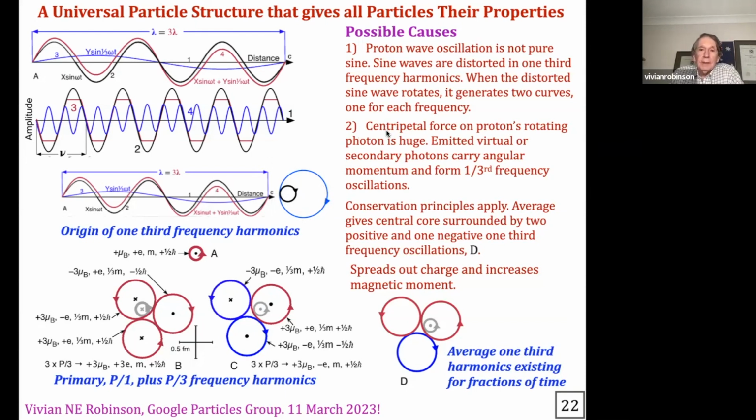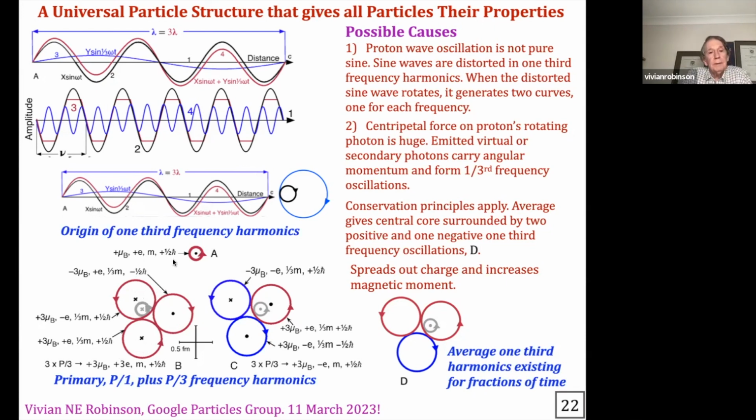Now, the other possibility is that the centripetal force on a proton is huge. I mean, it's the whole mass of the proton, which is nearly 2,000 times that of the electron, rotating in a radius about 1/2000th that of the electron. And everything goes everywhere. What will happen is that you'll get these very large, massive photons being thrown off, and they will have the 1/3 frequency harmonics. So this just gives a situation where the main oscillation, what I call a P/1 oscillation, has generated 3 P/3 oscillations.